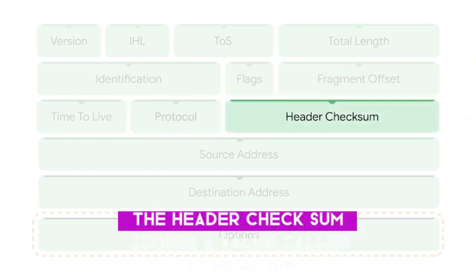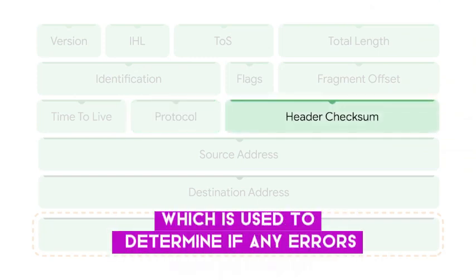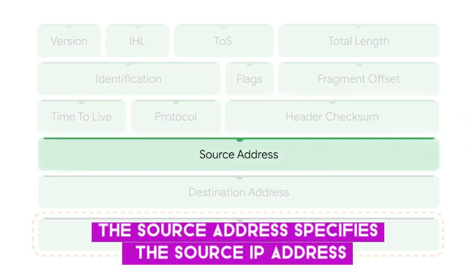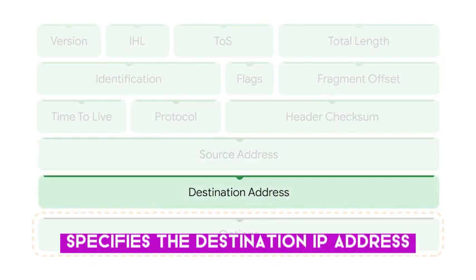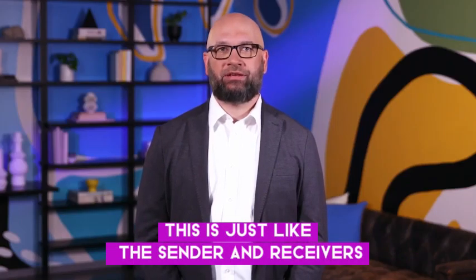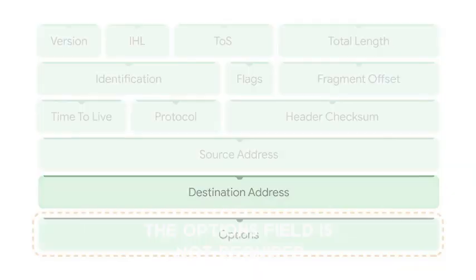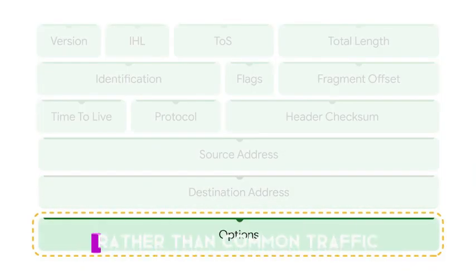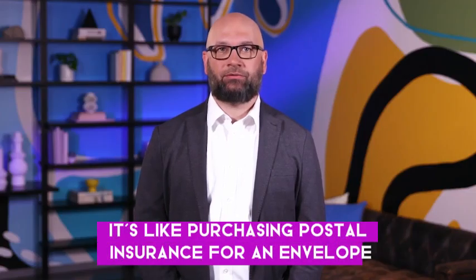The header checksum stores a value called a checksum, which is used to determine if any errors have occurred in the header. The source address specifies the source IP address, and the destination address specifies the destination IP address. This is just like the sender and receiver's contact information found on an envelope. The options field is not required and is commonly used for network troubleshooting rather than common traffic. If it's used, the header length increases. It's like purchasing postal insurance for an envelope.